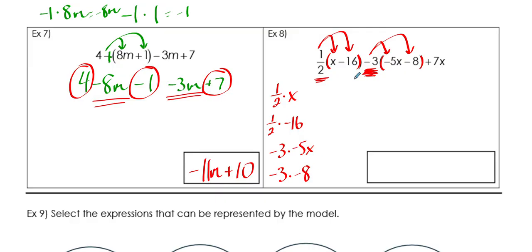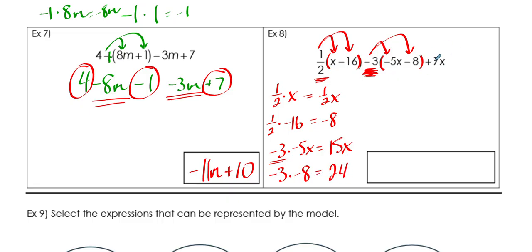That negative sign or minus sign is a part of that 3. We're distributing negative 3 into both of these two terms, negative 3 times negative 5 and negative 3 times negative 8. That's what I'm showing here. That sign is a part of that number. That gives us 1/2 x, that gives us negative 8, that gives us 15x, and that gives us 24.